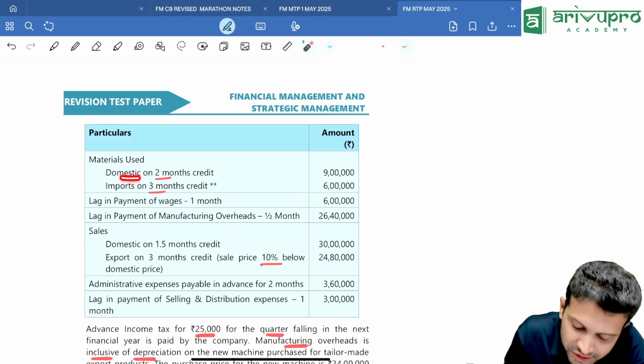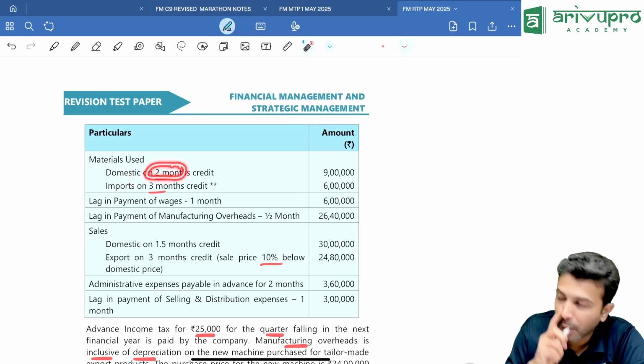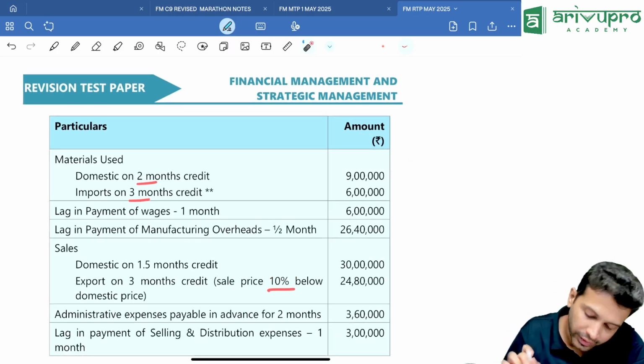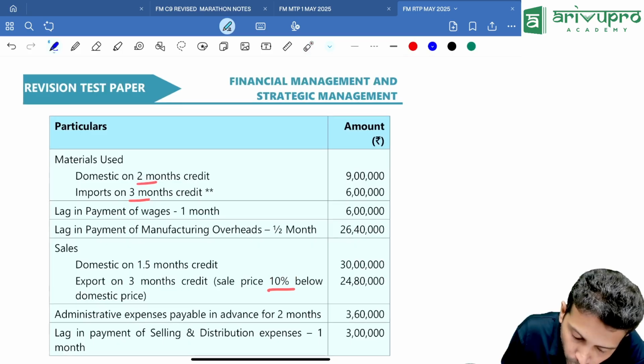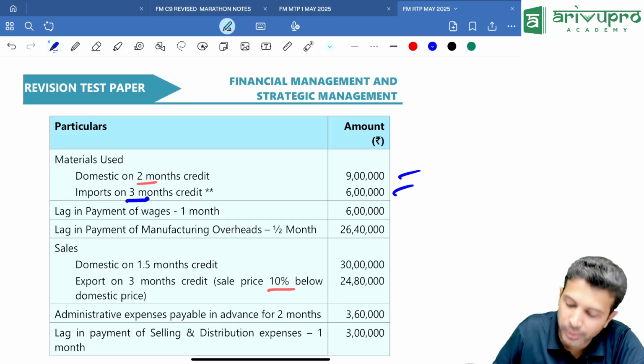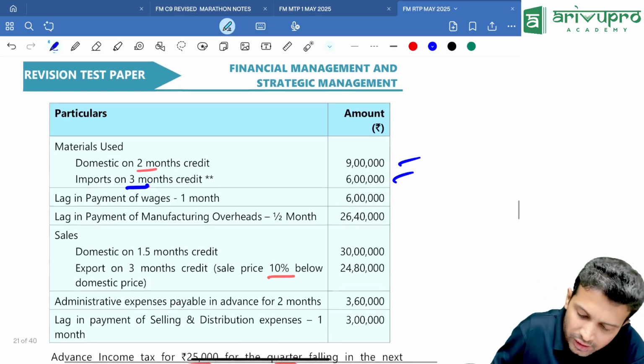If you purchase it locally, creditors will give you how many months credit? 2 months. And how much purchases have you made locally? 9 lakh. Okay. If you go for import, you will get how many months credit? 3 months credit. How much purchase have you made? 6 lakh rupees.